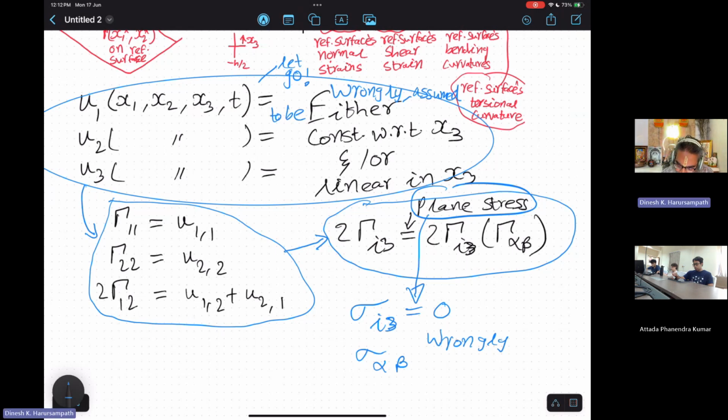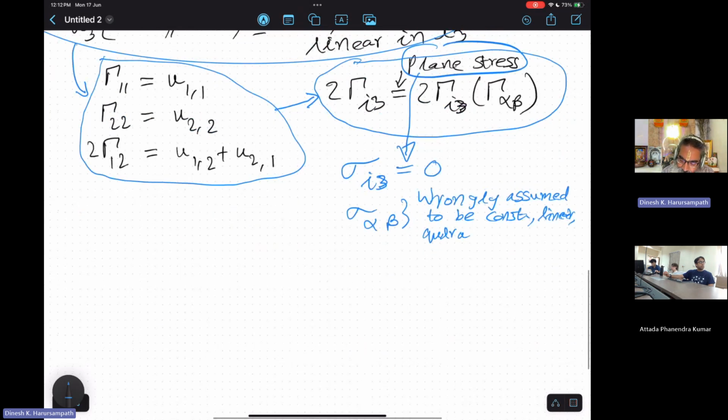So here also, the sigma alpha beta is wrongly assumed constant, linear, quadratic, etc. People may have made a whole life out of this by publishing a paper for each assumption that they got: cubic, quartic, etc. And this is of course again with respect to the thickness coordinate x3, because we're dealing with the plate or shell in which that is the only small dimension.